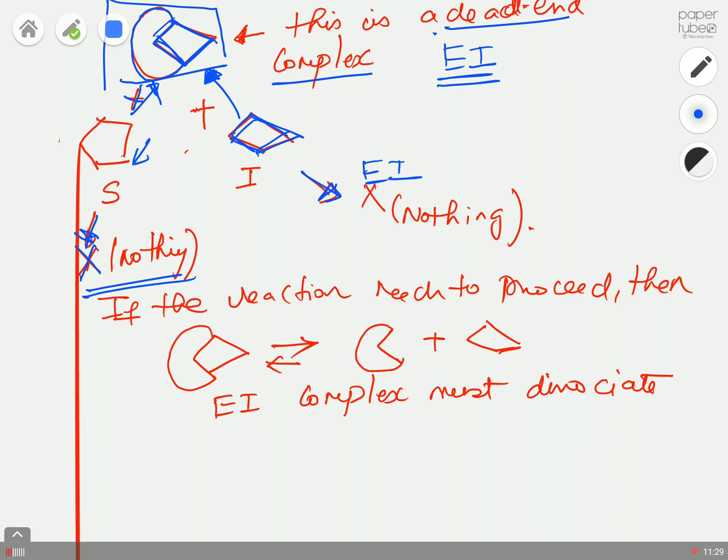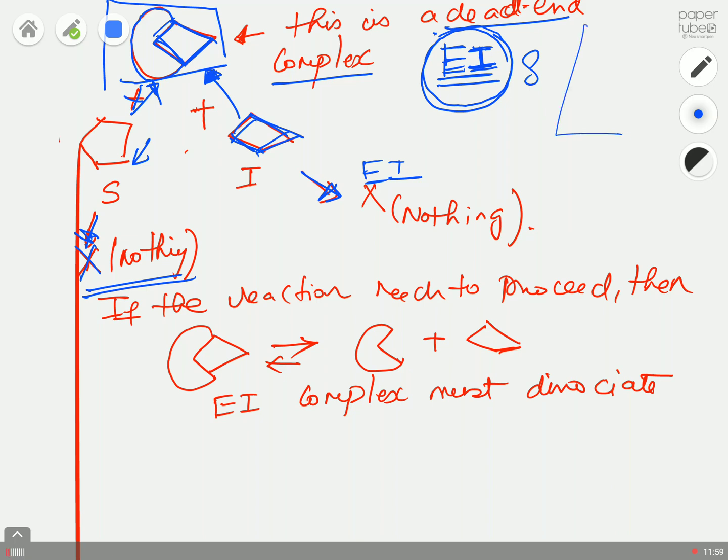It will exist in the solution, but obviously it will not make a big difference to the product conversion rate. Obviously it's going to affect the rate of reaction, but it will not convert anything. So if you have a dead end complex, your substrate concentration will remain constant.